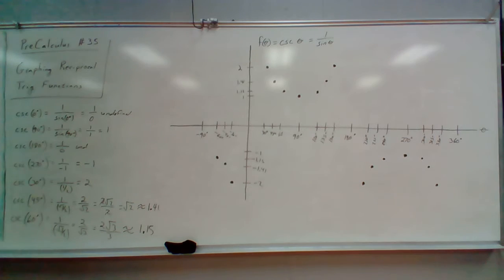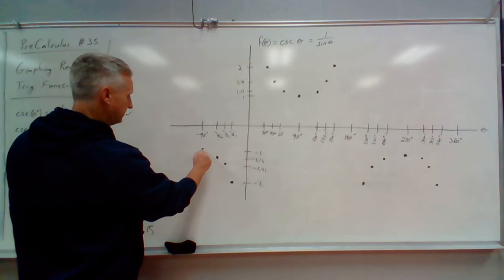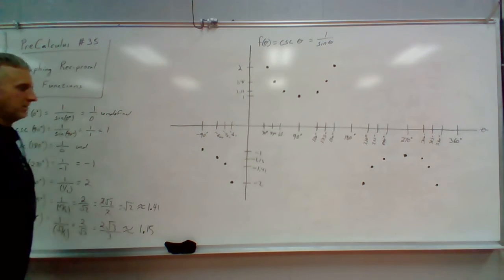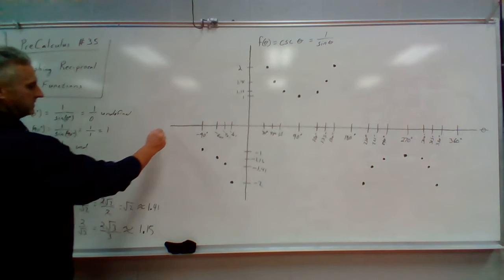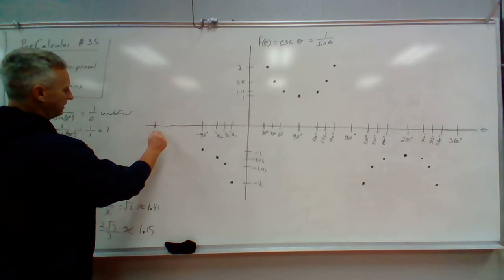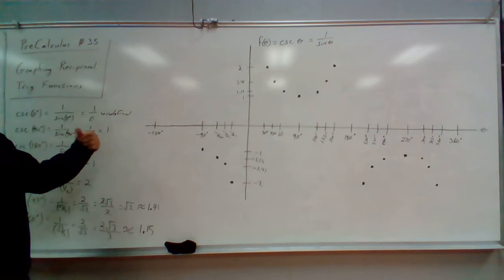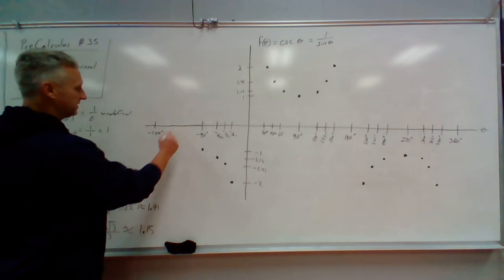Negative 90 degrees. So if I go clockwise around the unit circle to negative 90 degrees, my y-coordinate would be negative 1, 1 over negative 1. So that goes there. All right, negative 180 degrees. So the y-coordinate at negative 180 would be 0. 1 over 0 is undefined, so no points there.